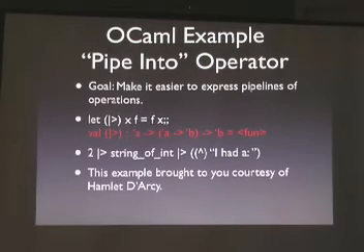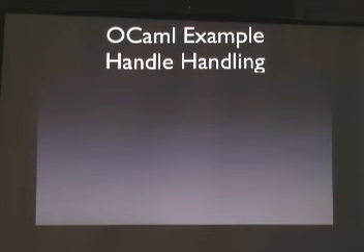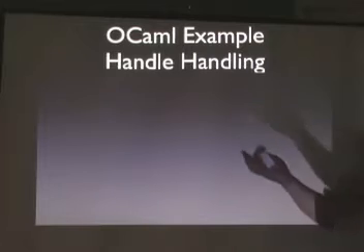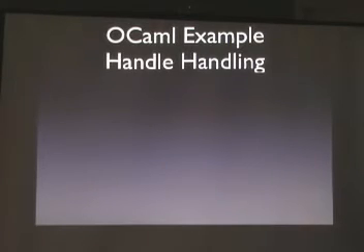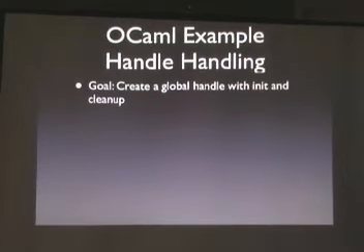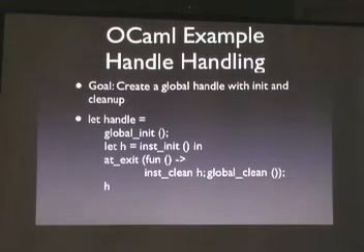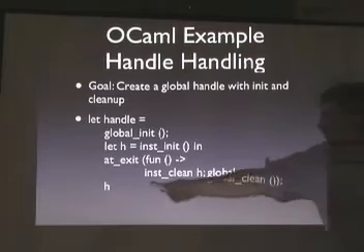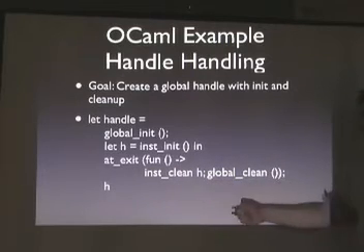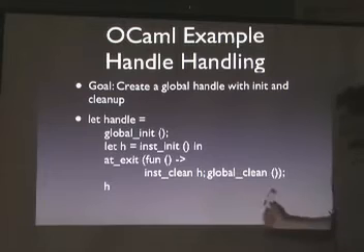You can thank Hamlet Darcy for that thrilling example. So handle handling. I've got some resource which is going to have a global init and an instance init and an instance cleanup and a global cleanup, and it's going to exist for the whole scope of my program. So what I can do is define, well, here's my handle, and I'm going to just go global init, and then the instance init, and I'm going to tell OCaml, well, at exit, execute this function, clean up the instance, then call the global cleanup, and then return H.